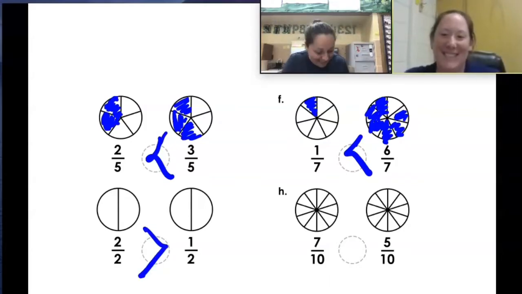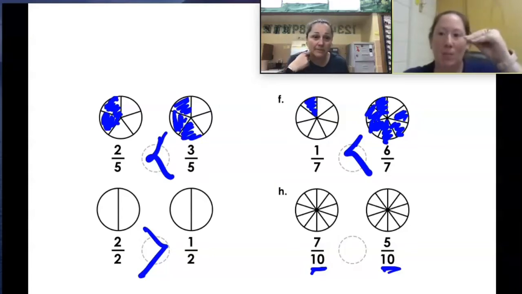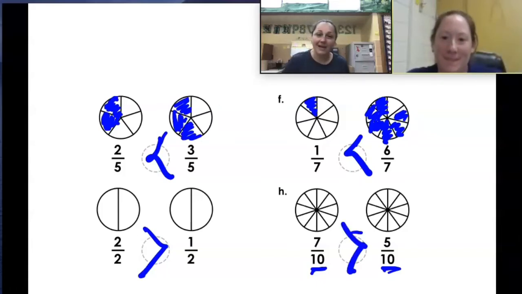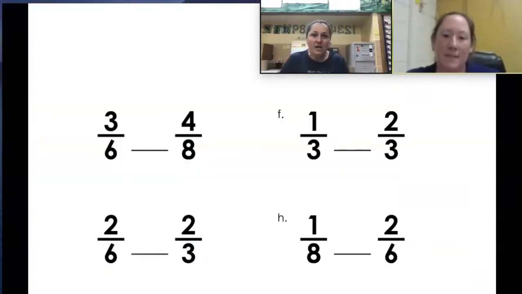Now, looking again at my other fraction, and like I said, if the denominators are the same, and I see a 10 and a 10, I look at my numerators. Which numerator number is higher, 7 or 5? I'm not even going to color, and I bet Mrs. Morgan can figure this one out without even me coloring. What do you think, Mrs. Morgan? Beautiful. Fantastic.